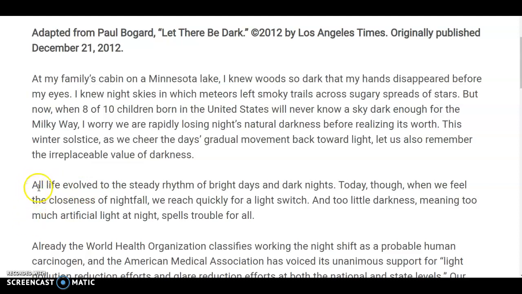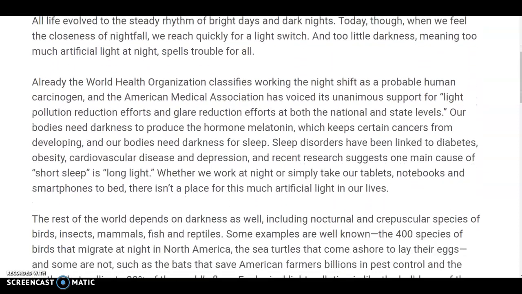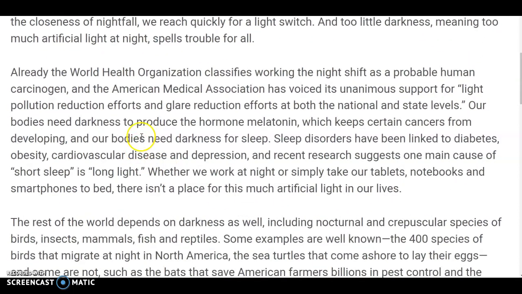Okay, here's his first point. "All life evolved around the steady rhythm of bright days and dark nights." Okay, we get that. Paragraph 2, he's going to allude to the World Health Organization. That's an allusion you can talk about in your essay. "Already, the World Health Organization classifies working the night shift as a probable human carcinogen, and the American Medical Association," another allusion. Anytime you hear one of these big fancy corporations or names or organizations, they're allusions to credible sources, which you can throw in your paper.